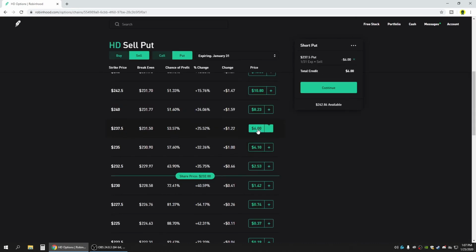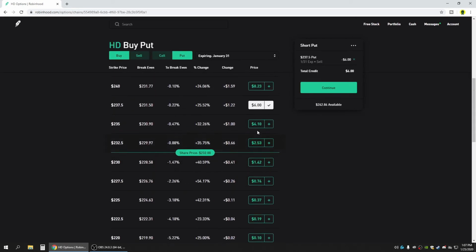See, we could sell this 237.5 and buy this 235. We get a $190 credit. That's only $60 of risk, so that's not too bad. And this play is pretty decent considering Home Depot can move pretty quick in a week.